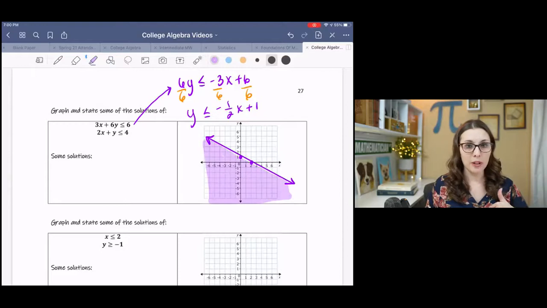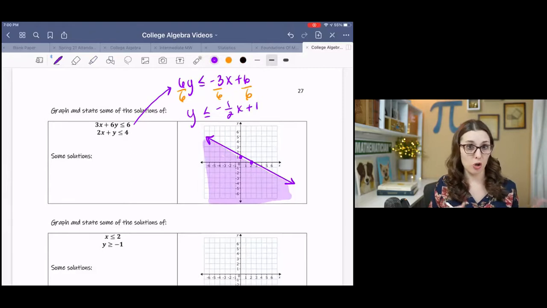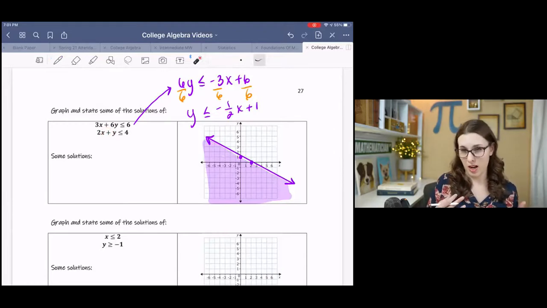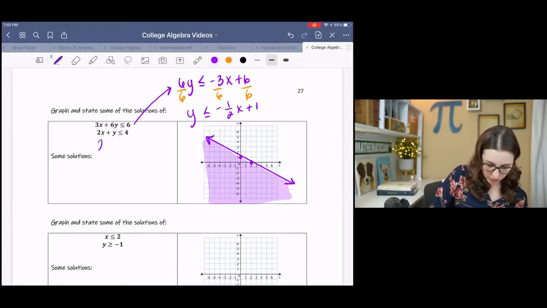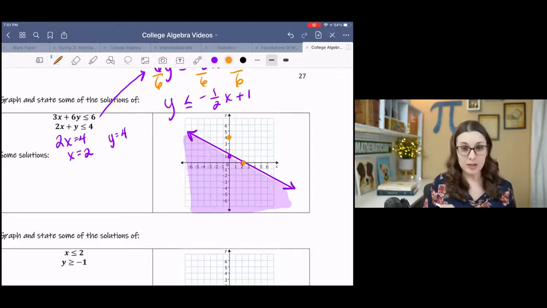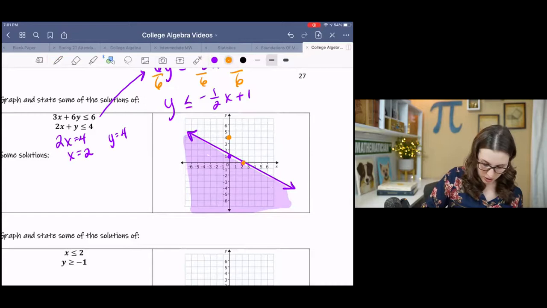And now I'm going to graph the second line. On this one, I'm going to use x and y intercepts just to remind you of that. And I'm positive that I can do it because I'm not going to be dividing by a negative. So my x-intercept is 2. I'm going to do an orange dot so that I can tell the difference. And my y-intercept is 4. Again, an orange dot. This is less than or equal to, so it's going to be a solid line like that.